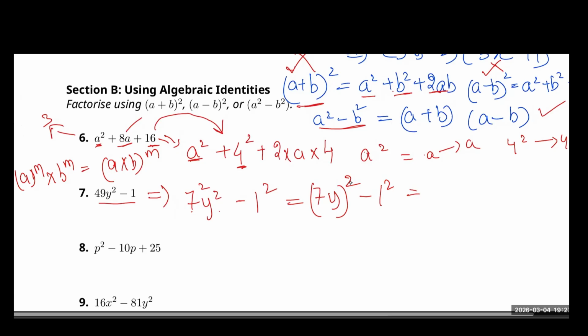Now, if you clearly see, they are in the form of a square minus b square. So the value of a here is 7y. The value of b is 1. So a plus b means 7y plus 1, into 7y minus 1. Try to understand this. Both the terms are in the form of a square minus b square. The first term is a, so 7y is the value of a and 1 is the value of b. In this way, I think you can understand better.